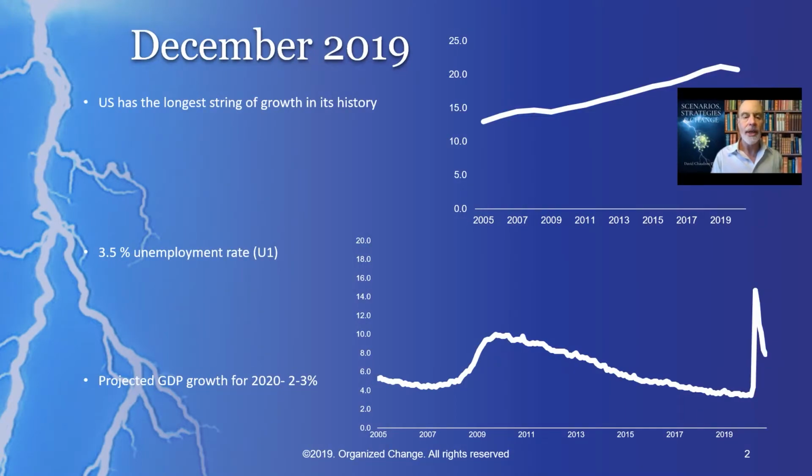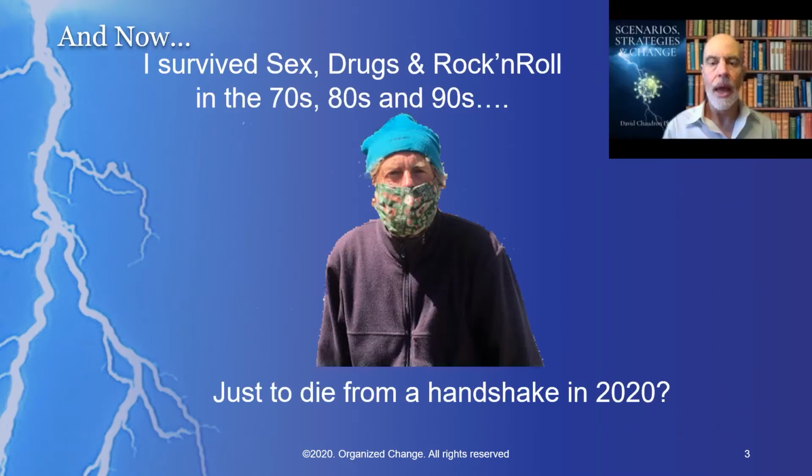Certainly how things have changed. If you look at these numbers and graphs of December 2019, it looks like things are actually going along pretty well. Unfortunately, coronavirus and the associated economic fallout certainly has made the lives of many people rather bad. As this poor old guy illustrates, it looks as if despite all the creative chaos and uncertainty of the 70s, 80s, and 90s, we may simply just die of a simple handshake nowadays.